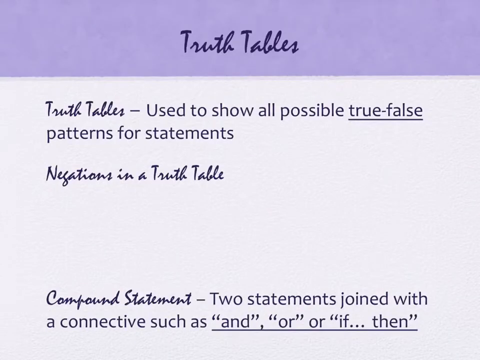All right. We're going to take a look at an organized way of looking at truth values. These are called truth tables. Truth tables are used to show all possible true-false patterns for statements. So hold off on writing the compound statement stuff down. Just write down the negations in a truth table, okay? So just write down to here.